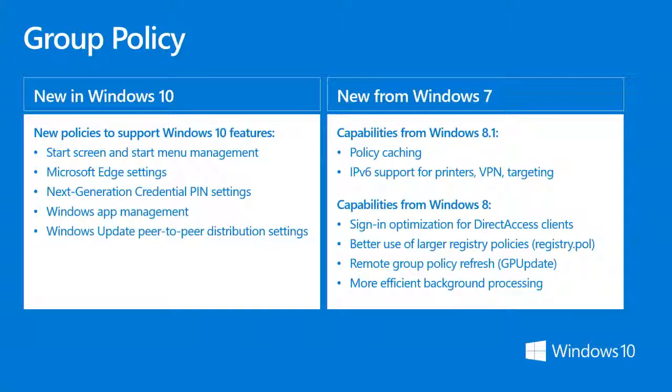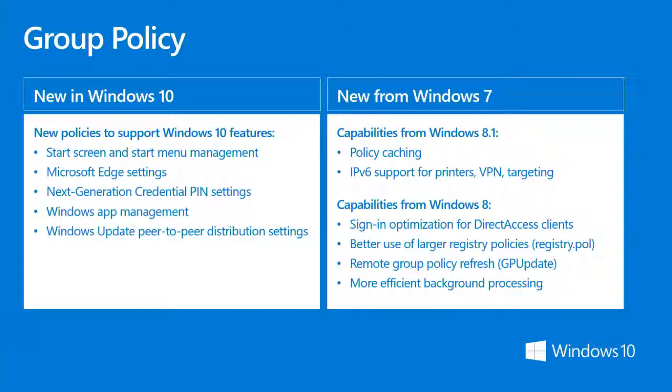Since most of you are probably running Windows 7 today, it's also worth repeating the types of enhancements that we made in Windows 8 and Windows 8.1 to make group policy better. In Windows 8, we added better support for DirectAccess so that we didn't think that these machines were on a fast network connection. We could detect that they were actually on a slower WAN-type connection. We added support for larger registry files. We added the ability to do remote group policy refreshes. We improved the background processing to make it more efficient. So we had those capabilities in Windows 8, and no one cared because no one actually deployed it.